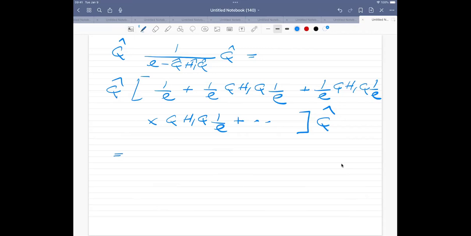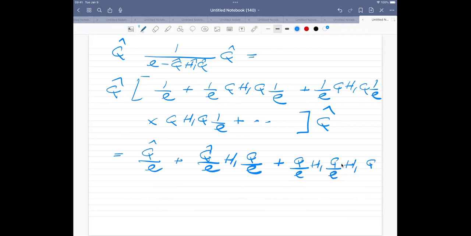I can rewrite this term here as a Q over E plus a Q over E here, multiplied with HI times Q over E. And then I have a Q over E of HI, and then I have this Q over E, HI, Q over E, and so on. And if I identify this term E with E0 minus H0, which I had in the denominator for Brillouin-Wigner perturbation theory, and if I also use the fact that the Q then commutes with this E, then I can actually rewrite the whole equation as follows.